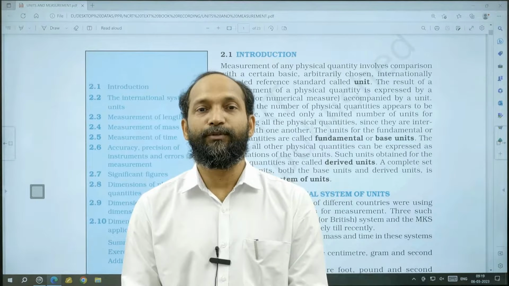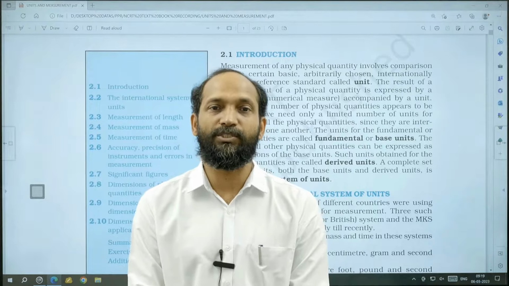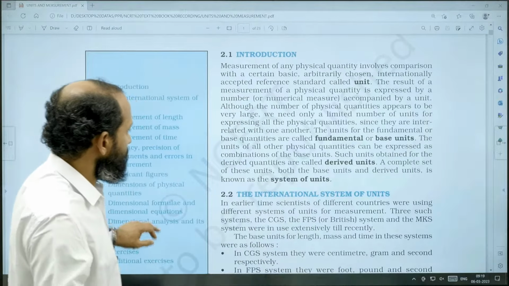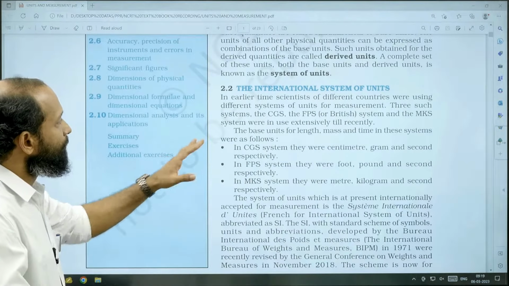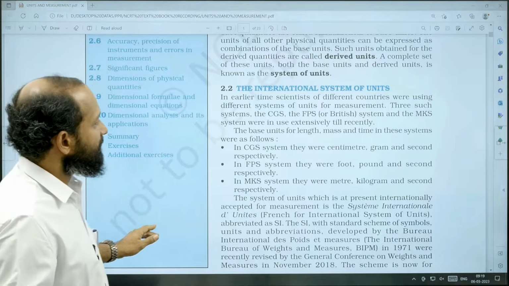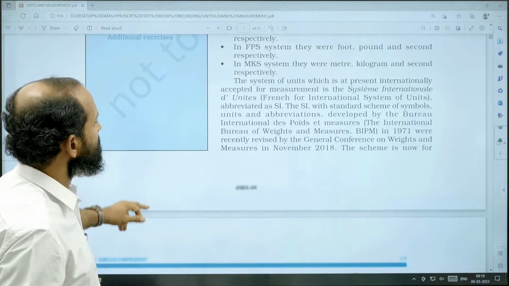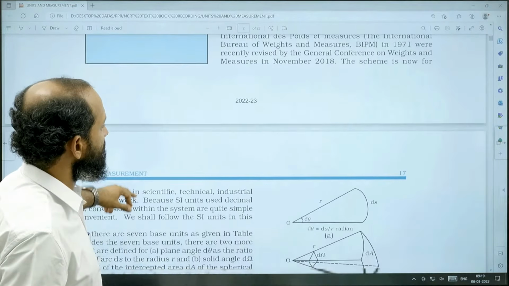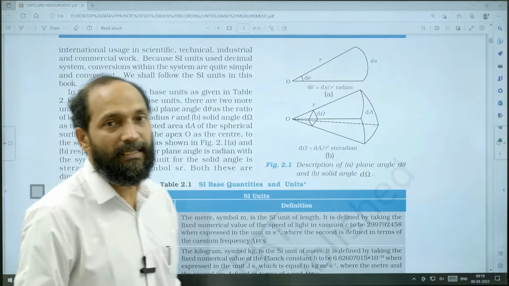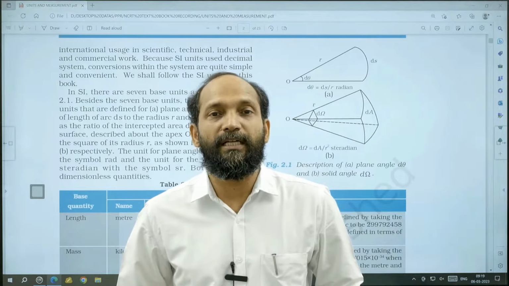Derived quantities are made from fundamental quantities. Fundamental quantities are base quantities which cannot further be divided into smaller units. Basically, the system of units we use is the international system of units, that is SI unit. In the SI system only we notate physical quantities. Here it gives you an idea on plane angle and solid angle. So let us discuss something about plane angle as well as solid angle.